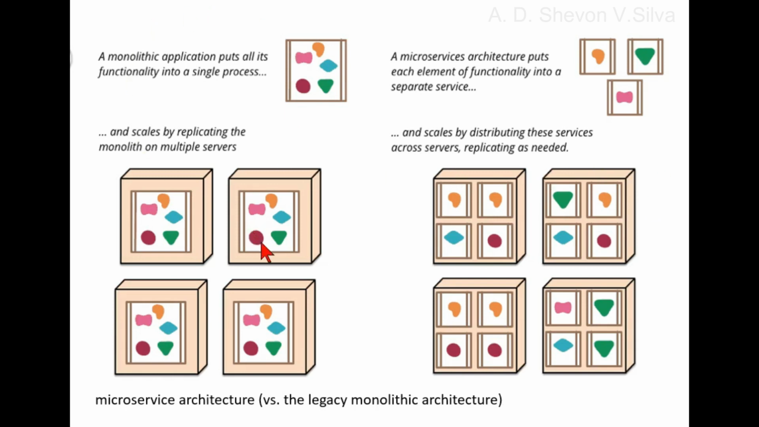Here you can see a monolithic application puts all its functionality into a single process and scales by replicating the monolith on multiple servers. Here the microservice architecture puts each element of the functionality into a separate service and scales by distributing these services across servers, replicating as needed.